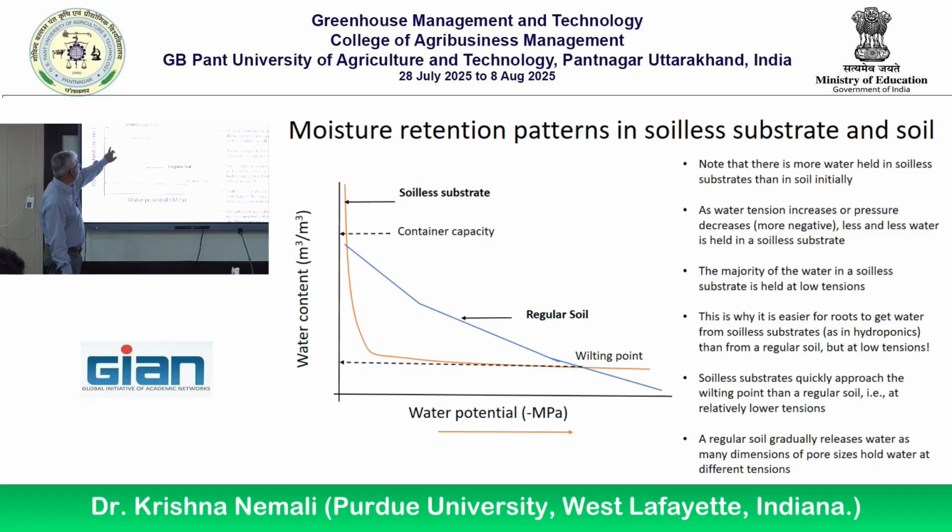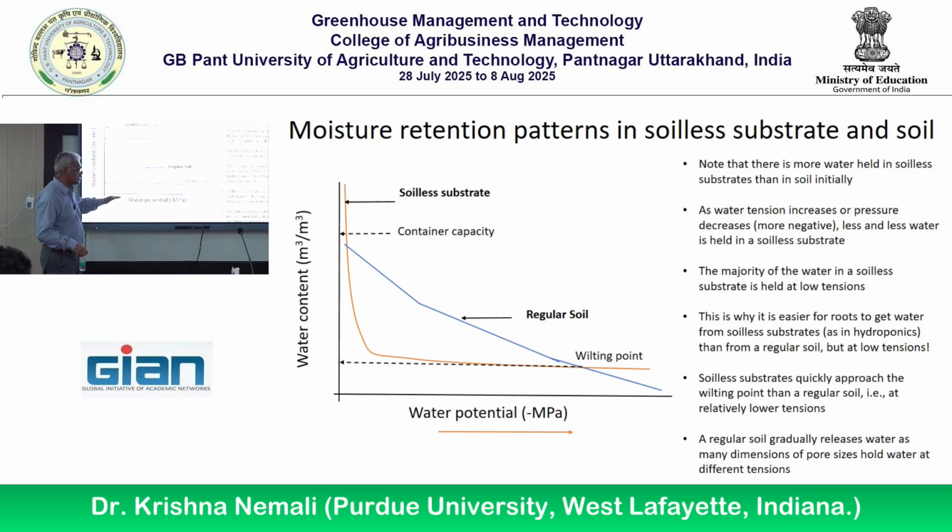So what do you see? This blue line is regular soil, the red line is soilless substrate. Which one is drying faster? Is the soil drying faster or is the soilless substrate drying faster? I want all of you to look at it carefully. Tell me. One of them is drying faster than the other. This is soilless. So the soilless substrate is draining faster at a steep rate. Blue line is soil, regular soil. This is soilless substrate.